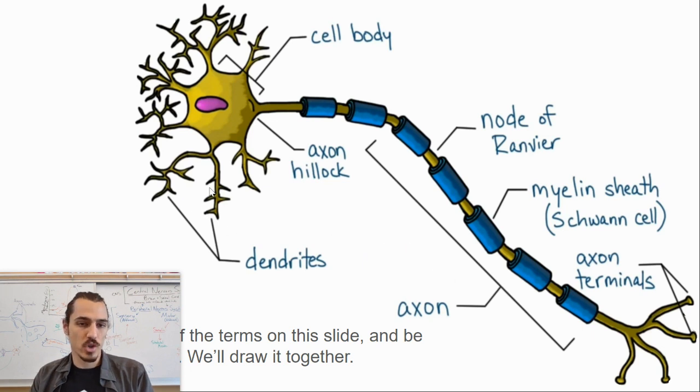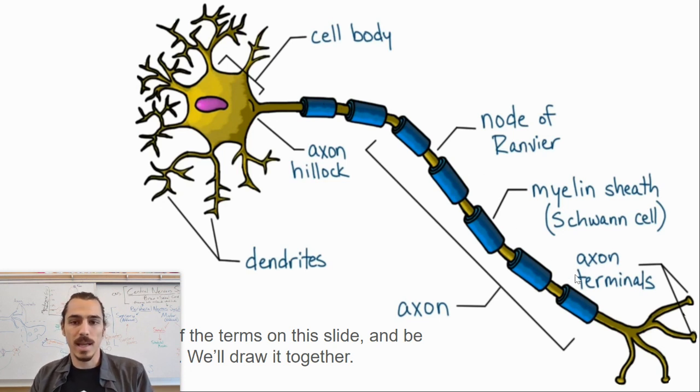Up here we have the dendrites, where they will receive a stimulus. Then there's the cell body, which includes the nucleus. Then we have this spot here called the axon hillock, where the axon branches off of. This long extending projection here is the axon. And we can see that it is covered in these sections of insulation called Schwann cells. You should know that this is a myelin sheath, right?